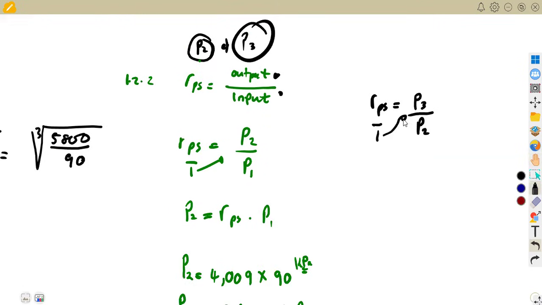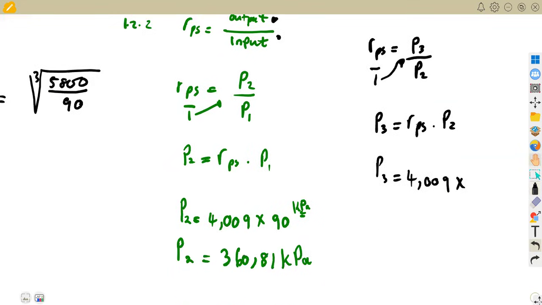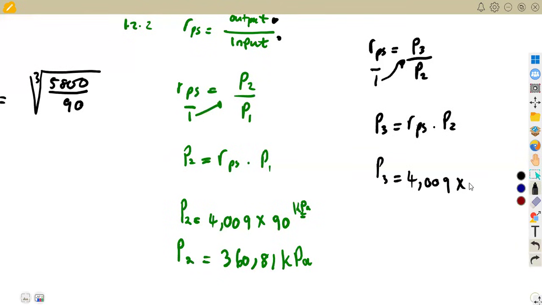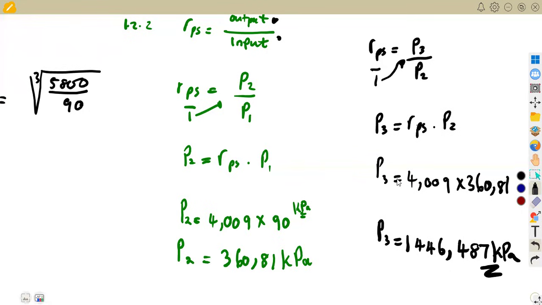Making this the subject, if you cross multiply, 1 times P3, P3 is equal to the pressure ratio times P2. And we calculated P2. The pressure ratio is not going to change. So 4,009 times the value of P2 in kilopascal, since our answer is needed in kilopascal. This is our P2, which we got there as 360,81 kilopascal. This gives us the value of P3, which is 1,446,487. Sorry, this is 487 kilopascal.